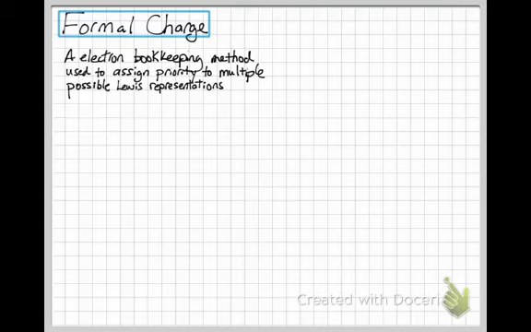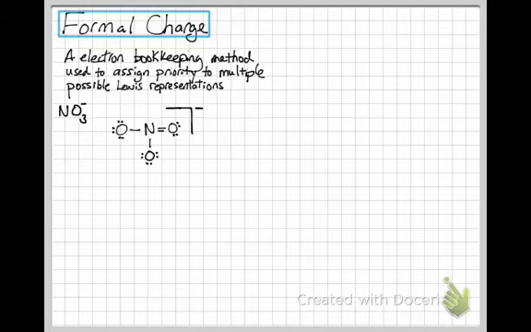Formal charge is an electron bookkeeping method that we will use to assign a priority to multiple possible Lewis representations for molecules. To start, just as an example to show the steps in how to calculate formal charge, we will use the nitrate ion. Nitrate has this Lewis structure, which we've done previously.